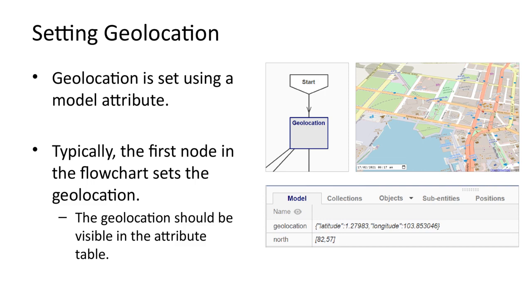In the example, the first node in the flowchart is used to set the geolocation of the model. The 2 model attributes in the attribute table are shown. Once the geolocation is set, clicking the Zoom All button will zoom the Geo Viewer to that location.